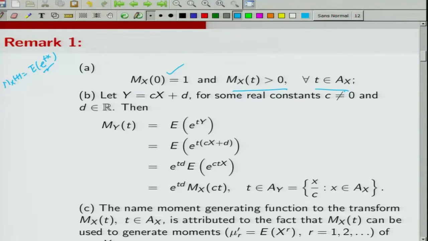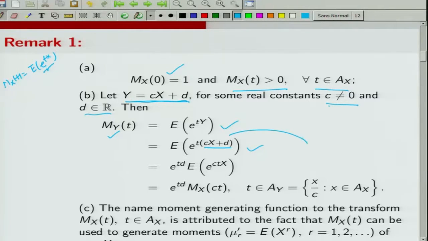Now suppose you know the moment generating function of X, and you want to know the relationship of the moment generating function of X with that of cX plus d, where c and d are some constants. So that is what we will try to see over here. So suppose Y is a random variable which is cX plus d for some real constants c and d. Let us look at the moment generating function of Y, which is the expected value of e to the power tY, which is the same as the expected value of e to the power t times (cX plus d).